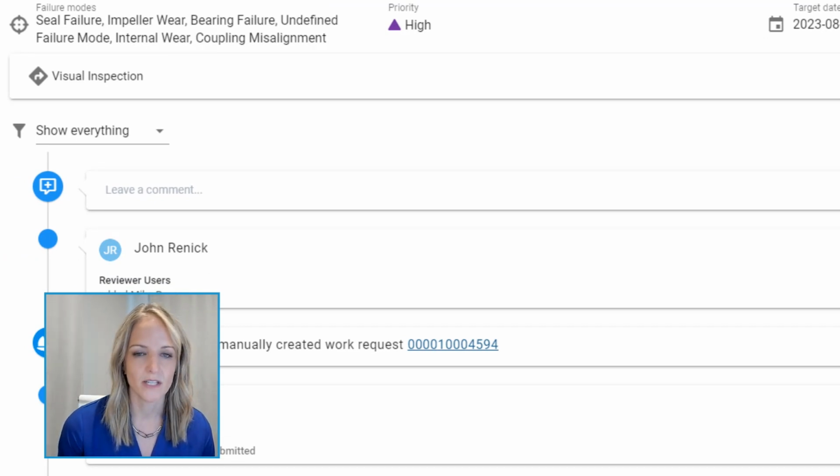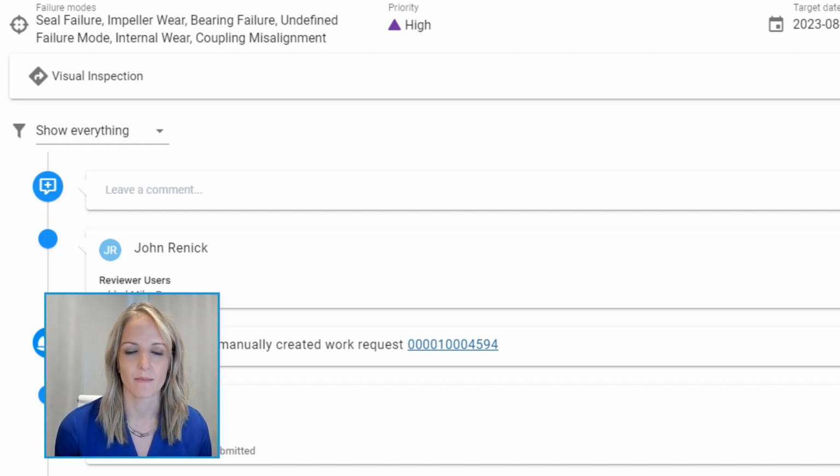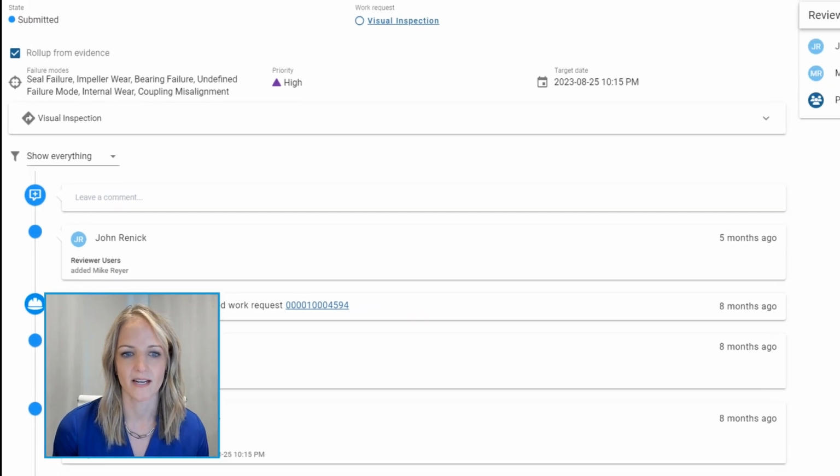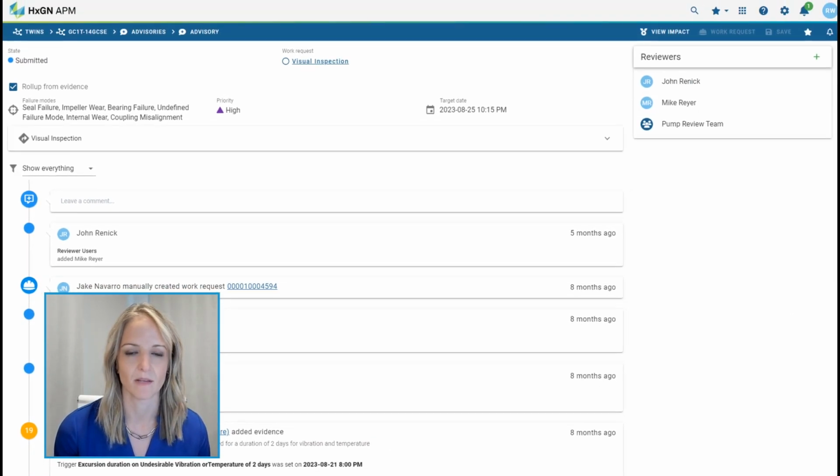And then finally, once the work order is executed and completed, that date stamp will actually come back to APM automatically and close out the advisory. So this creates a really, really nice full-circle work process so that users don't have to manage work in two different systems.